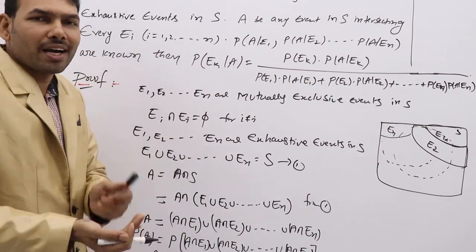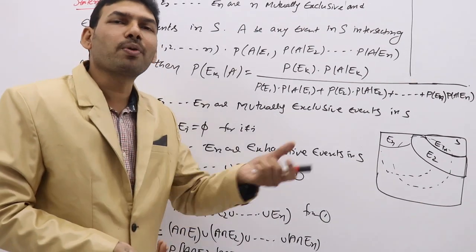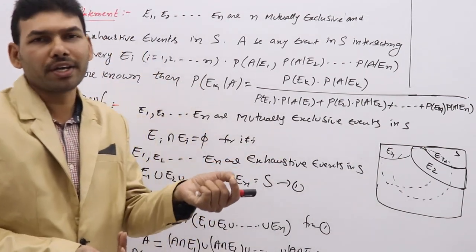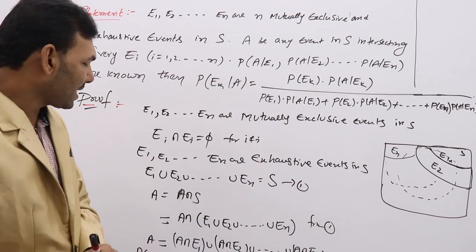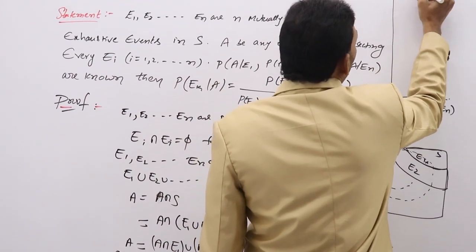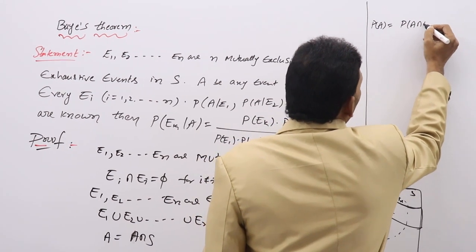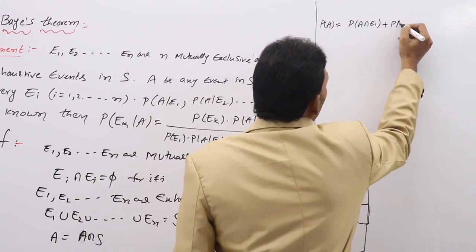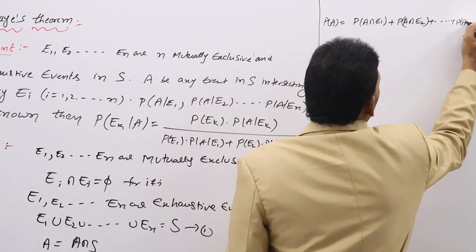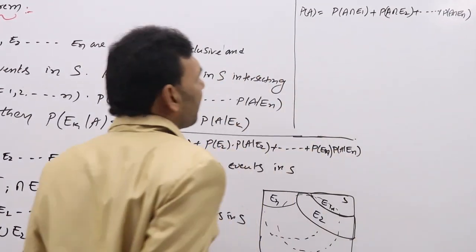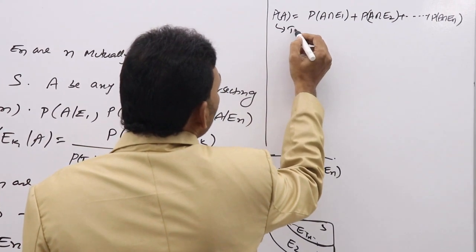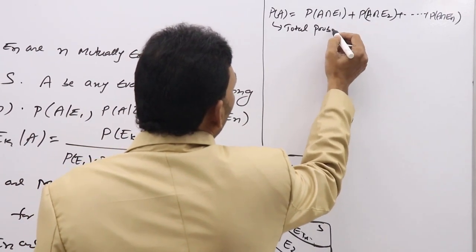We all know that when two events are mutually exclusive, from axiom 3 of probability, if A, B are mutually exclusive, then probability of A union B can be written as probability of A plus probability of B. Basing on that axiom 3, the RHS part, probability of A, can now be written as probability of A intersection E1 plus probability of A intersection E2 plus so on plus probability of A intersection En. We call this one total probability.